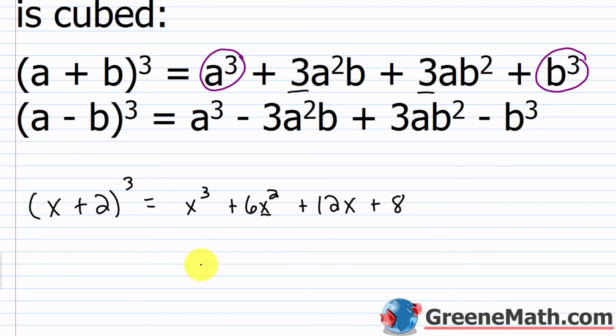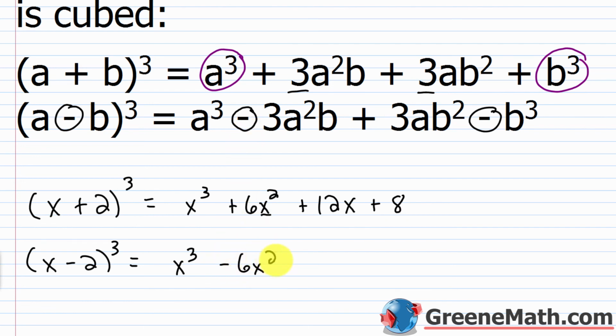Now for the other one, it's a little bit more difficult to remember. Because of the minus sign here, you got to remember that you have a minus sign here and then here. So it's right before the second term and right before the final term. So that's just something you have to remember. So for example, if I had something like x minus 2, that cubed, everything would be the same. So I would have x cubed, but then the signs would be different. So this would be minus 6x squared plus 12x and then minus 8.